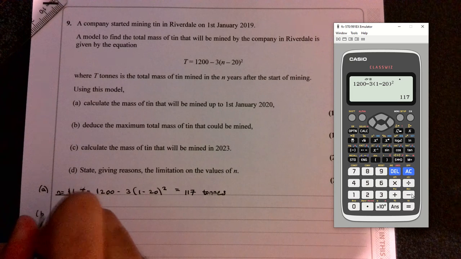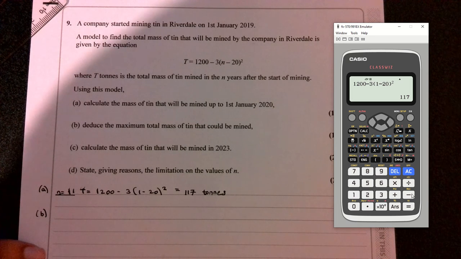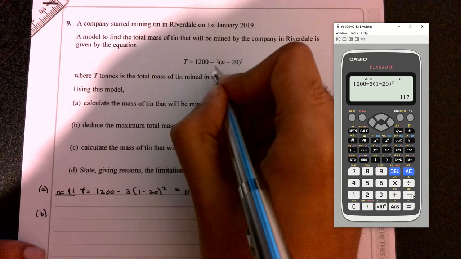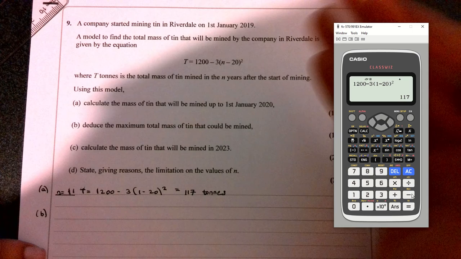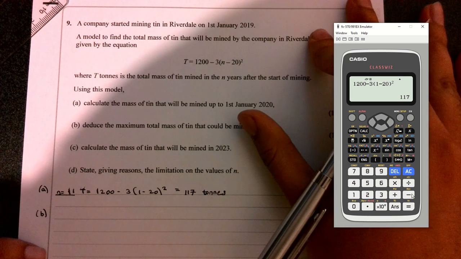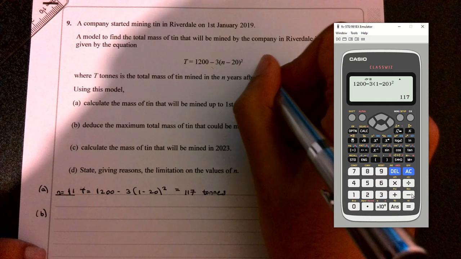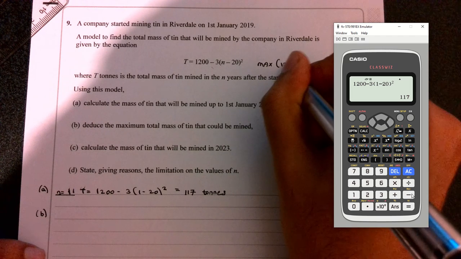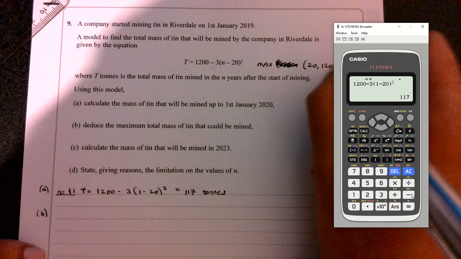Okay. Now for part B, we have to deduce the maximum total mass of tin that could be mined. Well, over here, we can essentially look at this equation for T, and we notice that this is in a complete the square form, if you want to think of it like that. And so therefore, our maximum point over here would have coordinates 20, 1200.